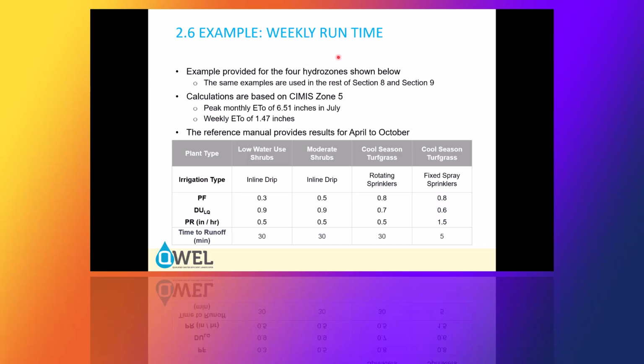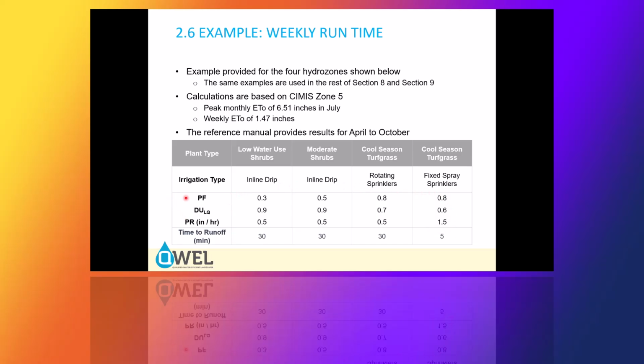So we have an example of weekly runtime here, and this has 4 different hydrozones. We have low water use shrubs on a drip line, moderate shrubs on a drip line, cool season turf grass with rotating sprinklers, and then cool season turf grass with fixed spray sprinklers. And here's all of our data about it. We have our plant factors, our DULQ from an audit, our precipitation rate from an audit, and then our time to runoff also from an audit.